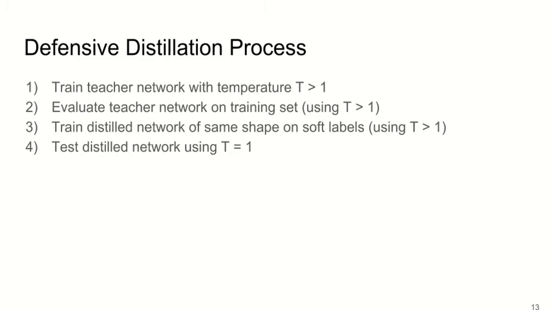This gives us a new training set with soft labels. On this training set, we can train a distilled network that has the same size, the same number of parameters, and the same shape as the teacher network, but we train it on the soft labels. And again, we use a T greater than 1. Then when we test, we set T equals 1.